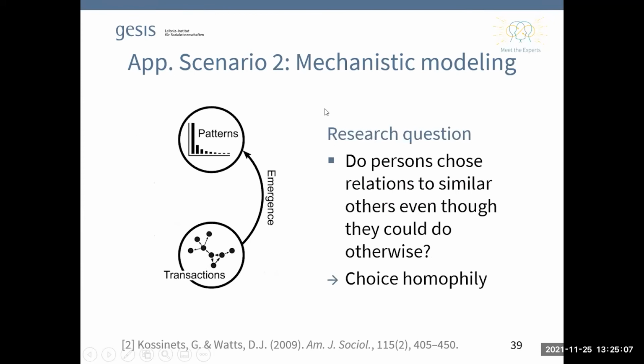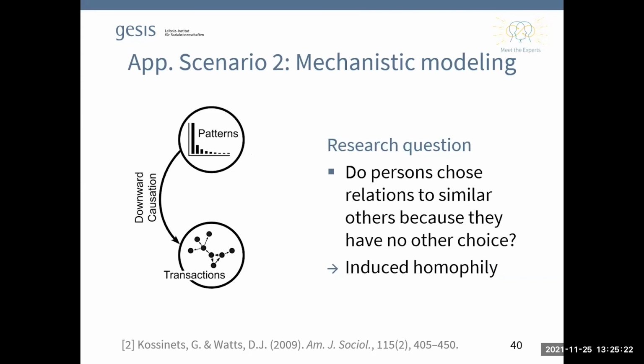And the research questions are really, do persons choose relations to similar others, even though they could do differently? This would be what is called choice homophily, they choose the relations. The other, like the top-down mechanism, would be, do persons choose relations to similar others because they have no other choice? This would be induced homophily, because the structure, the pattern, does not give them even the choice to choose something else.